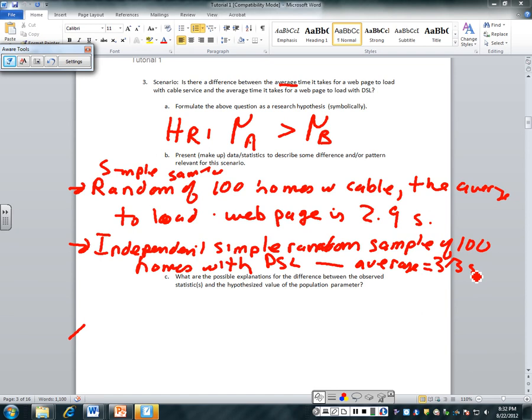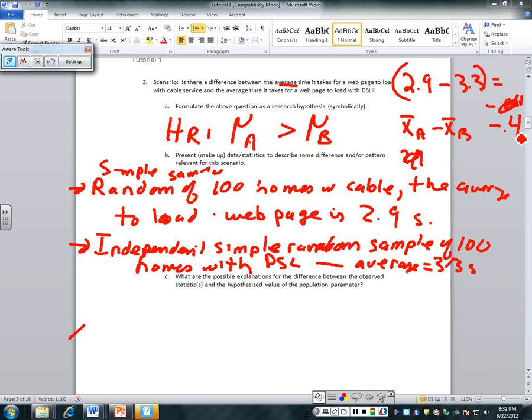So my statistic then is going to be X bar A minus X bar B, or 2.9 minus 3.3, which is minus 0.04. Right, I'm sorry, minus 0.4. So the statistic is X bar A minus X bar B, the difference, which is minus 0.4.